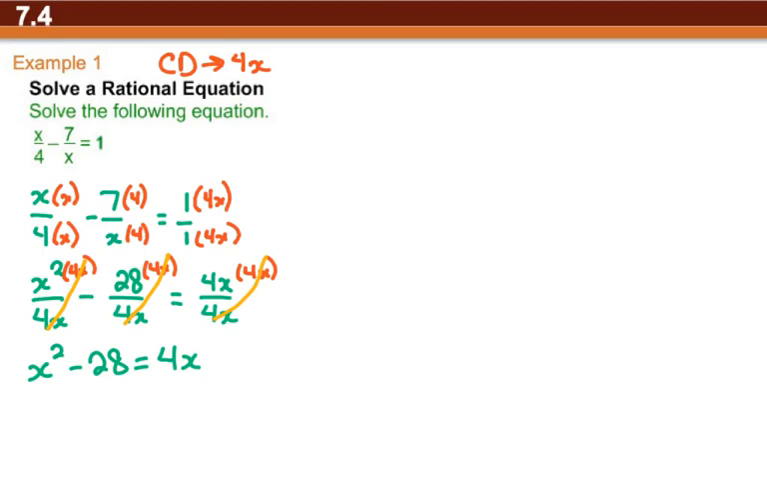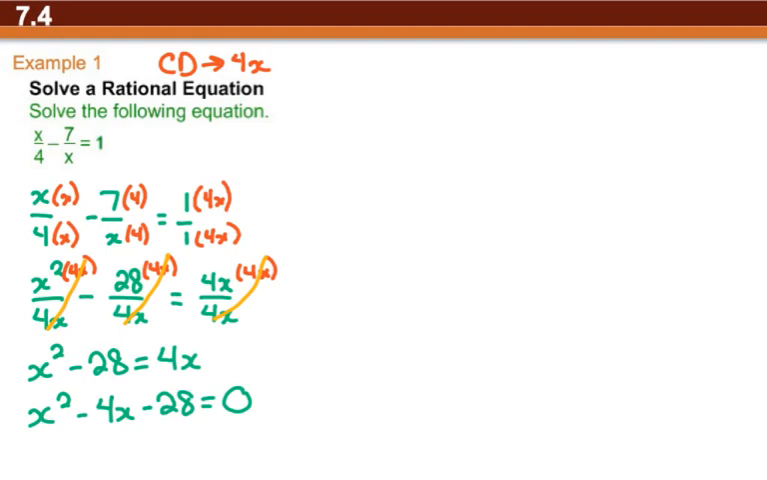This is a quadratic equation because we have x squared. When solving those, it's always best to get 0 on one side. So if we subtract 4x from both sides, we'll get x squared minus 4x minus 28 equals 0. And with solving quadratics, again, we have many methods of doing it. We could use quadratic formula. It's always foolproof. We could try completing the square. But always best to try factoring first. It's the easiest, it's the quickest.